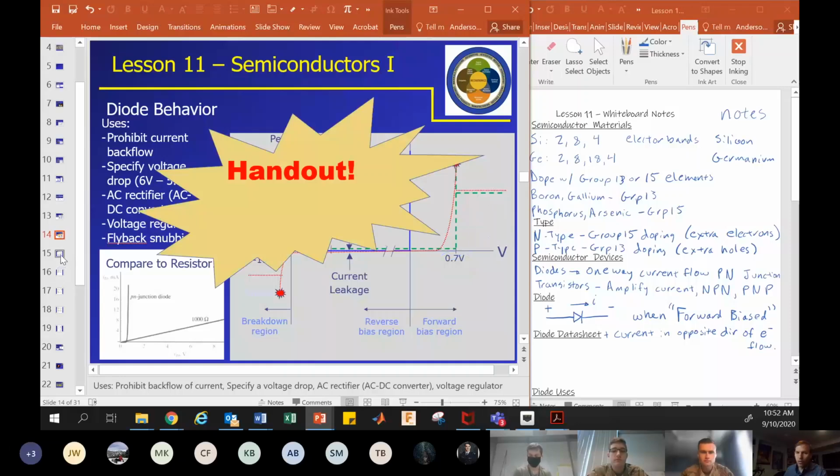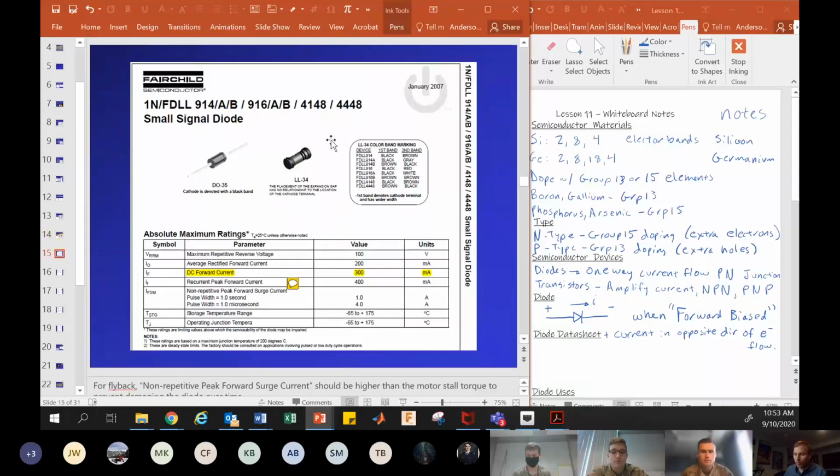Handout. In the files folder, I put this handout. It's a data sheet for a diode. I've just copied and pasted it in here since we're remote. Normally, I would give you a physical copy of this. So this is a real-life data sheet, and throughout this class, we're going to use data sheets like this to learn about the different components that we're going to be using. Can you guys see that okay?